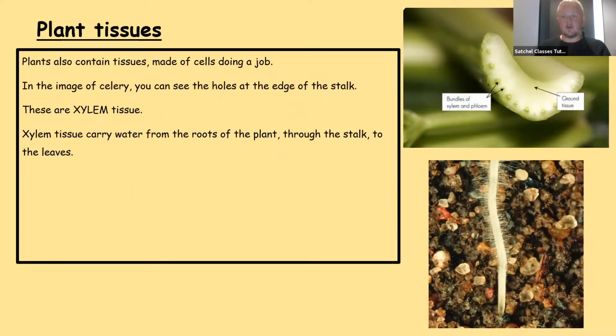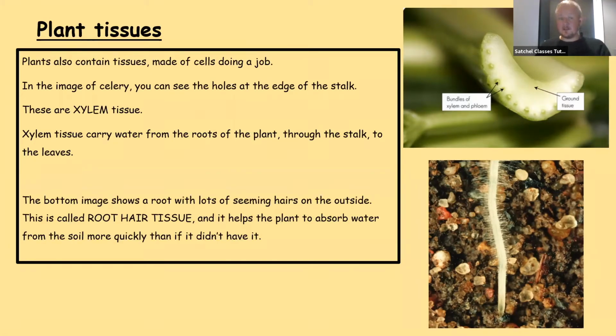The phloem, mentioned that, the phloem tissue is the tissue responsible for carrying sugar dissolved in water from the leaves back down the plant to every other cell. So these two tissues are really, really important in a plant because they help support the need for nutrition and they help support respiration.